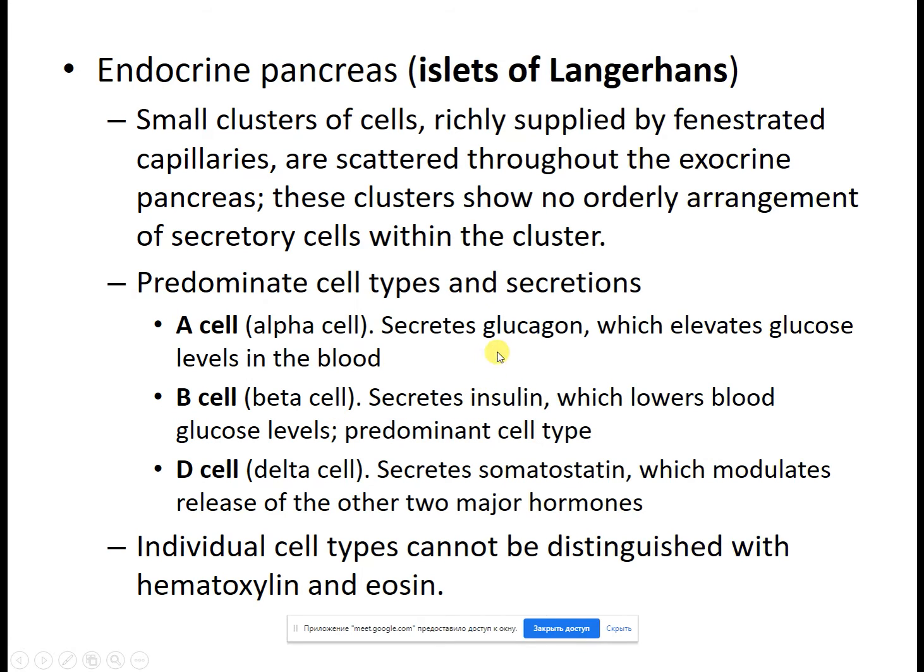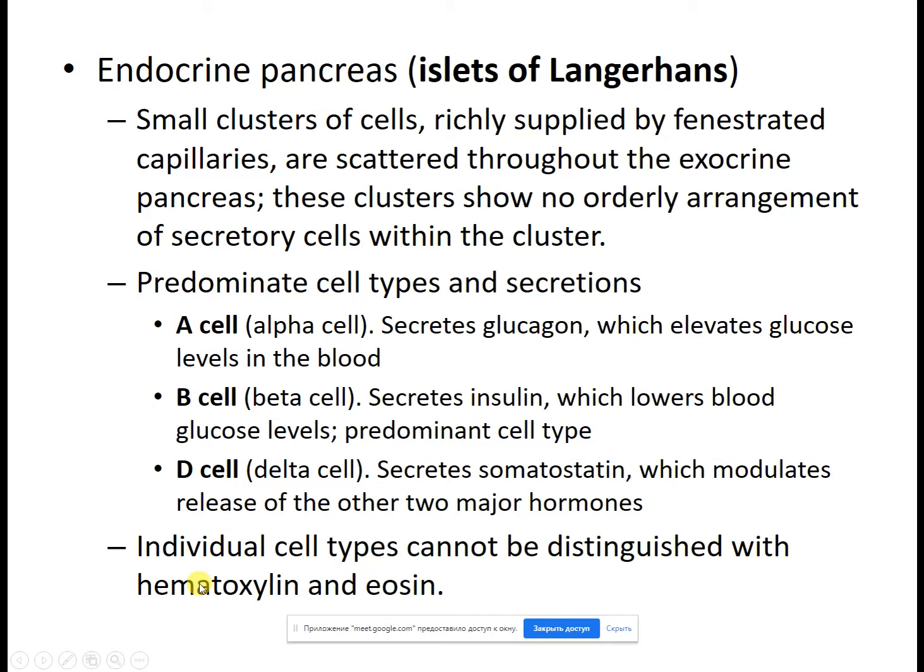And how does it work? It works opposite to glucagon. Actually, insulin works absolutely opposite to glucagon. Insulin causes formation of glycogen, especially in the liver and also in the muscles. And we have delta cells. They secrete somatostatin. Its main function is to modulate release of the other two major hormones, insulin and glucagon.